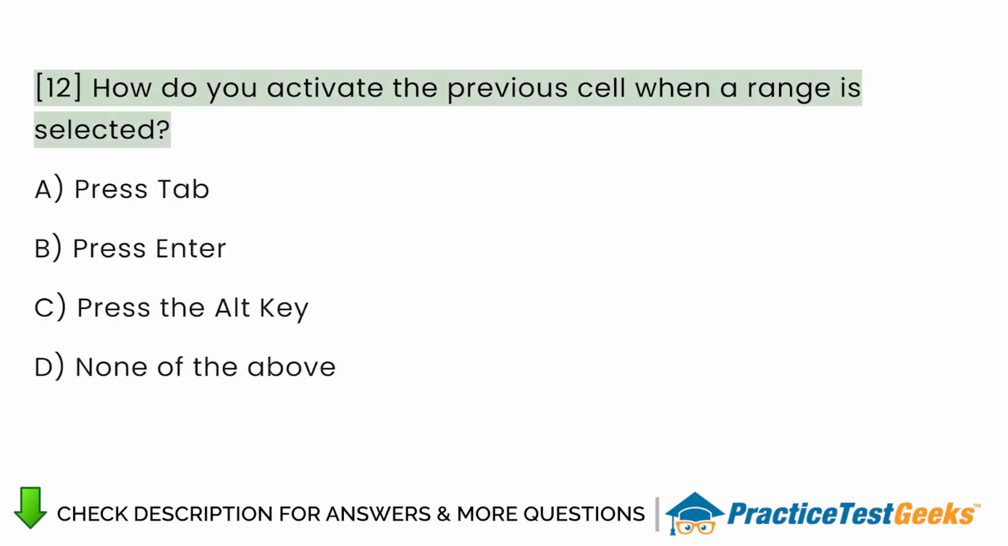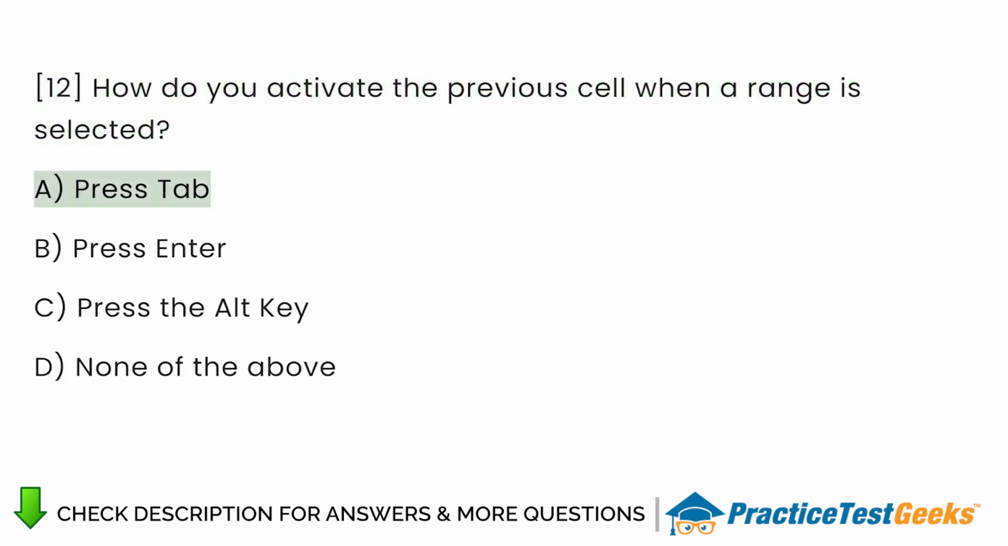How do you activate the previous cell when a range is selected? A. Press Tab. B. Press Enter. C. Press the Alt key. D. None of the above.